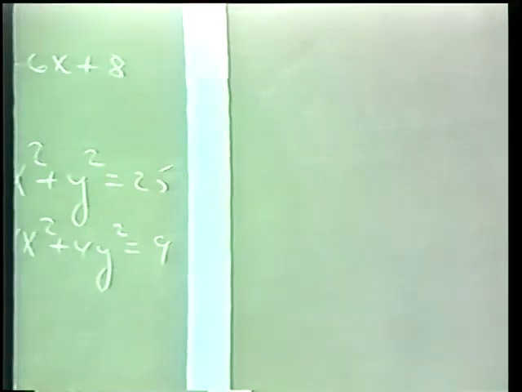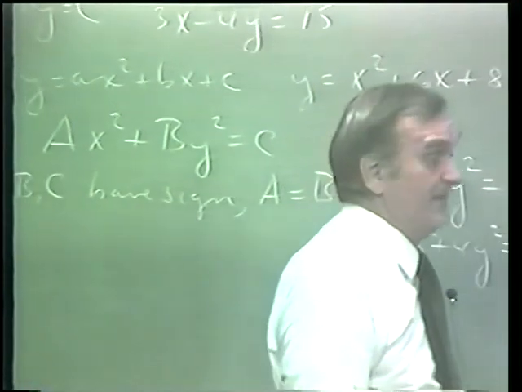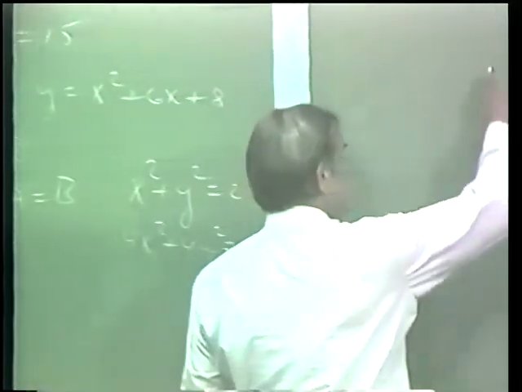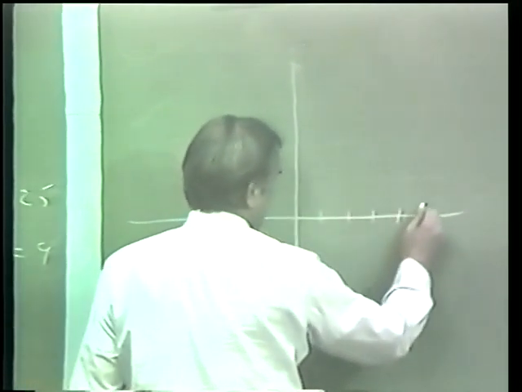Okay, we identified x squared plus y squared equal 25 as a circle. So what I like to do is make the sketch of it. I already know what it looks like. It's a circle.